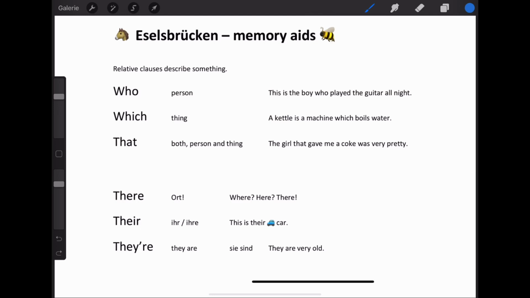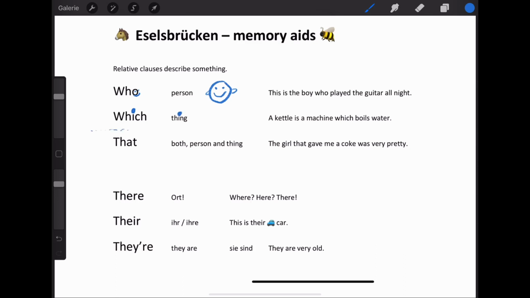There is something nice I can tell you here. Who has an O, and you can make a little face in the O. It's a little bit too small here, but you know, you get the point. Who is for persons. Which has a point. That means it is used for things.